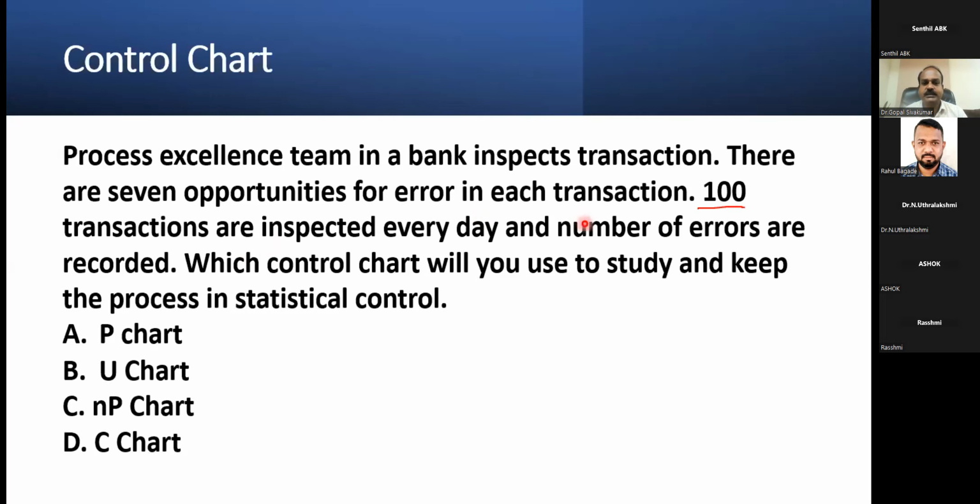Okay. A process excellence team in a bank is inspecting transactions. There are 7 opportunities for error in each transaction. 100 transactions are inspected every day. A number of errors are recorded. Which control chart will you use to study and keep the process in statistical control? Do you know how to choose the control chart? Broadly, there are 2 categories. One is variable chart. Another one is attribute chart. You all know what is a variable, continuous data. When to go for attribute chart? Data is discrete. Now tell me, is this data continuous or discrete?